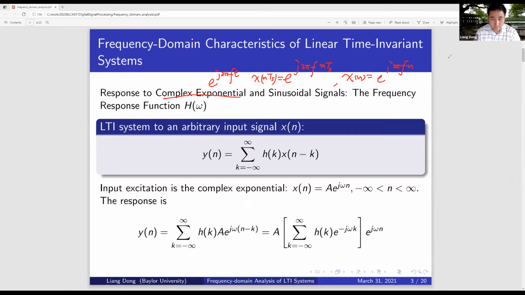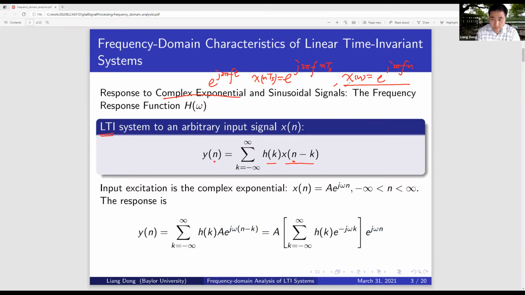The response of the LTI system to an arbitrary signal is written in this convolution form. The condition again is the LTI system, then I can use convolution. If I write it in its original definition form, it is the sum of h[k] times x[n minus k]. There are two parts. One part is time reversal, which is negative k. Then I have a time index n here and here. So that's a convolution.